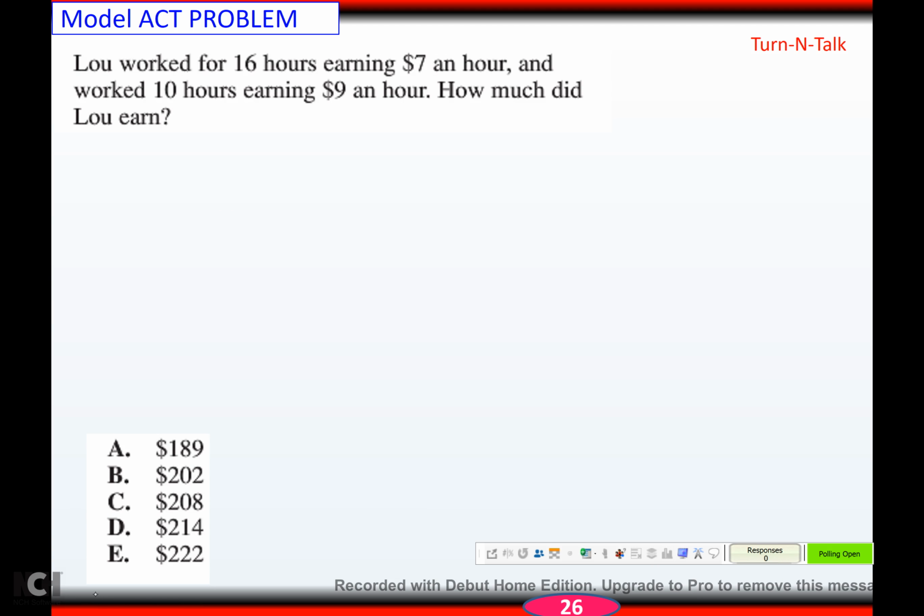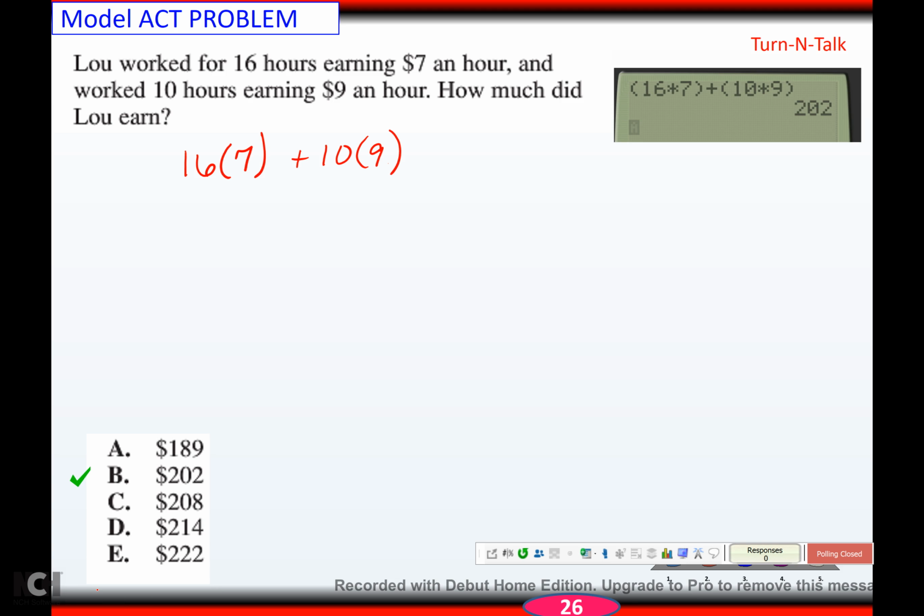Try this one. Hit pause. Come back when you're ready. Hopefully you got 202. It says Lou worked for 16 hours earning $7 an hour and then worked 10 hours earning $9 an hour. So for 16 hours at $7 per hour, and then he did 10 hours at $9 for each of those hours. So that's what I want to type in, and that gives me 202.